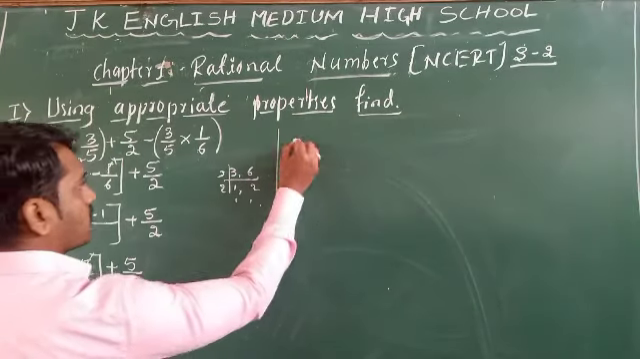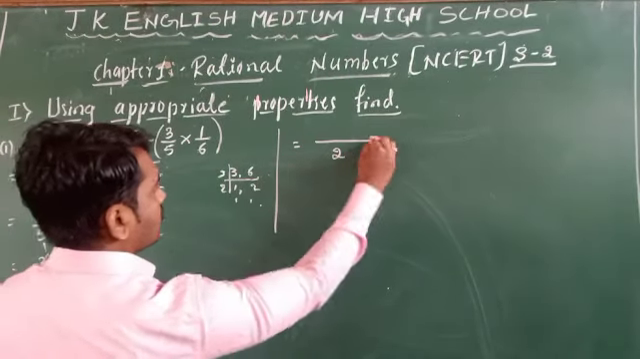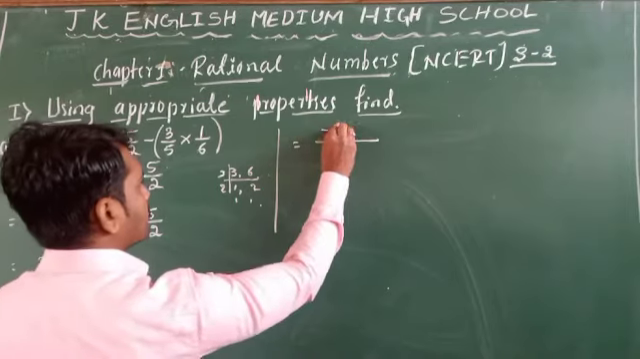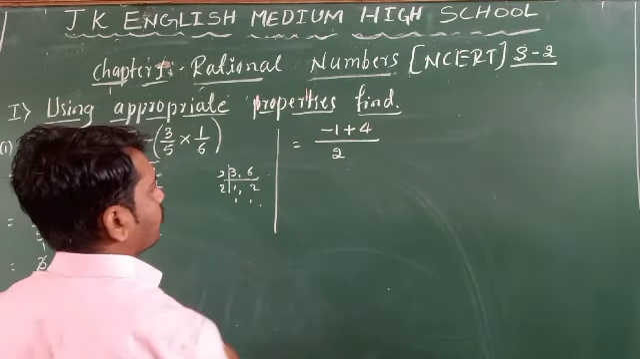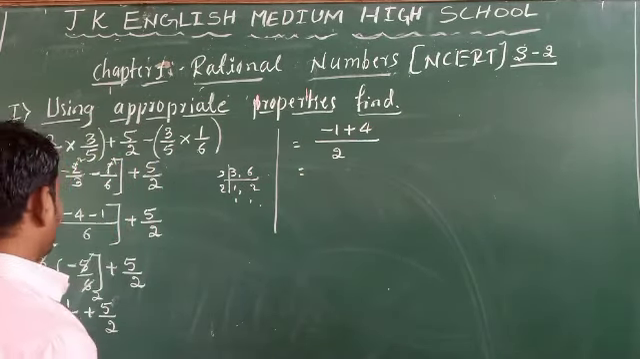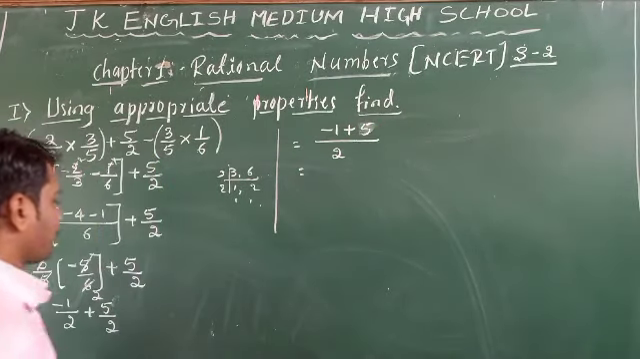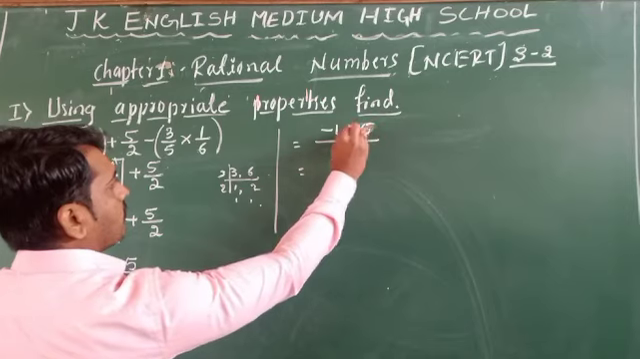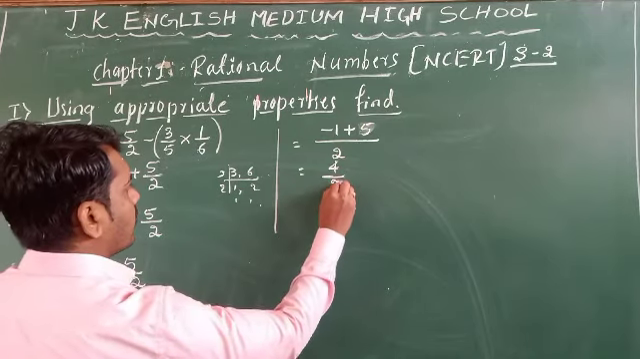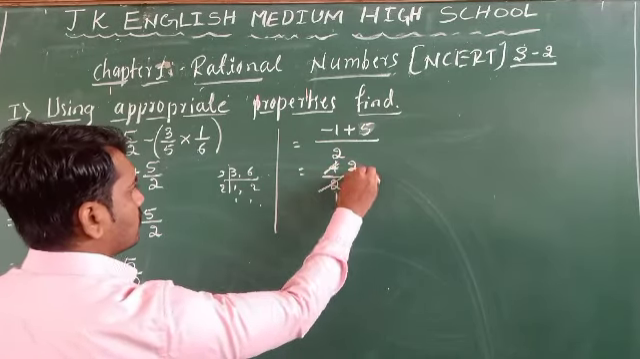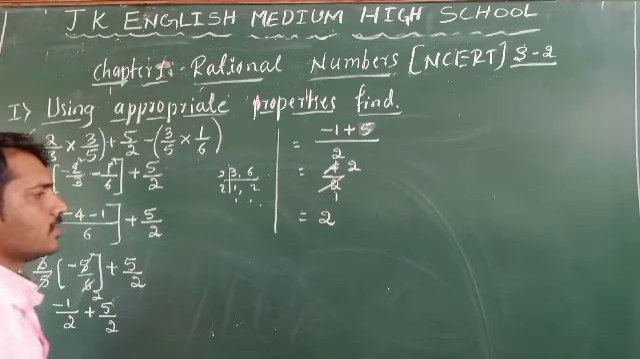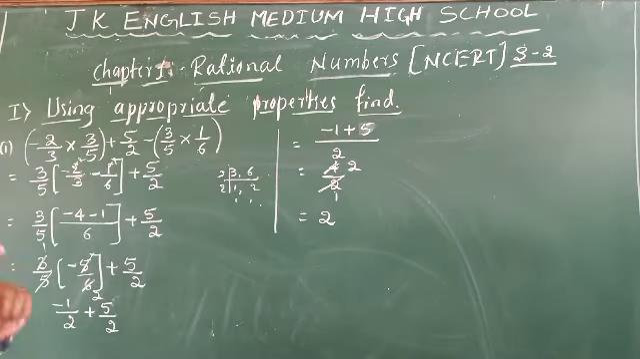So both sides 2 is there, that's why root 2 is written as it is. Minus 1 plus 4. So minus 1 plus 4 means minus 1 plus 5. So what will come? Plus into minus 4 by 2. 2 ones are 2, 2 twos are 4. Your answer is 2.